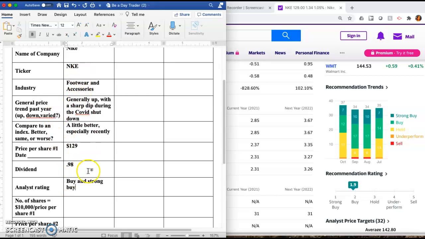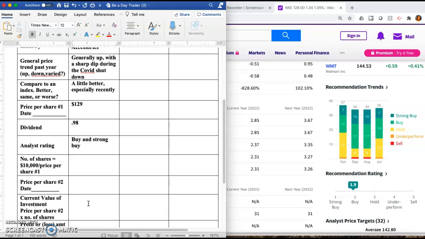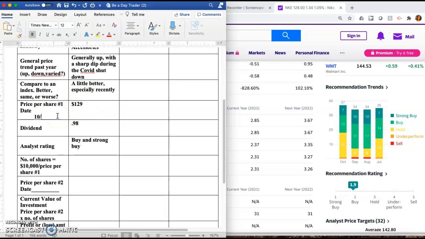Now I've got to decide, yes, is this the one I want? If I saw a lot of red flags, I might choose something else, but this is looking pretty good. So now I'm going to see, if given $10,000, how many shares could I get? So I'm going to take $10,000 divided by the price per share. What's my price per share? It's right here. Oh, by the way, go ahead and put the date here. Okay, so we'll keep track of when we found this information.